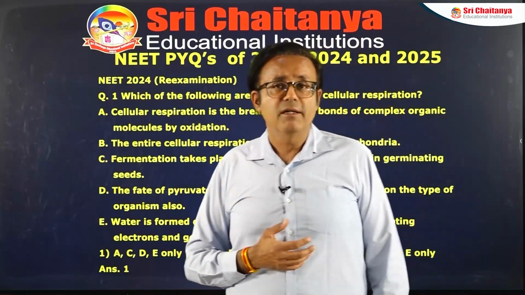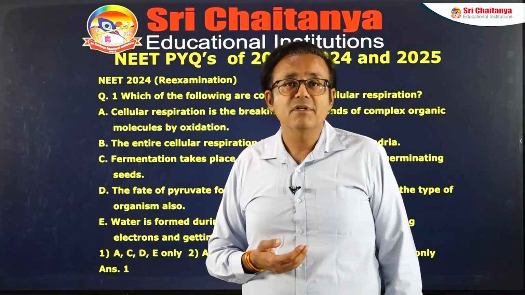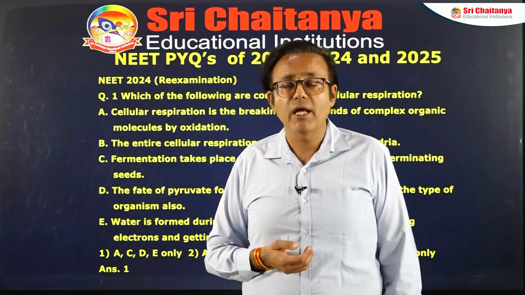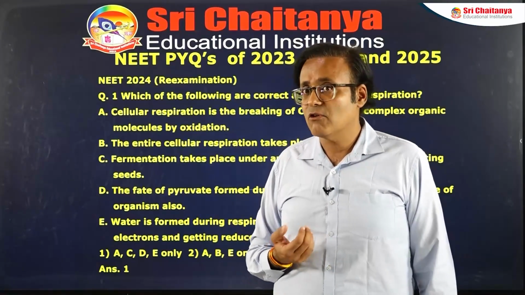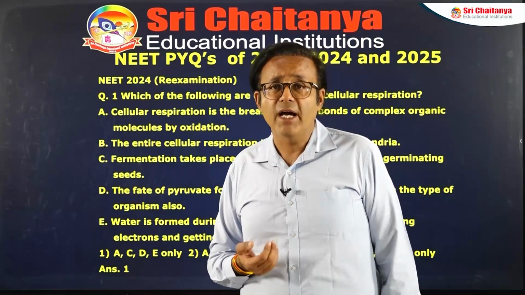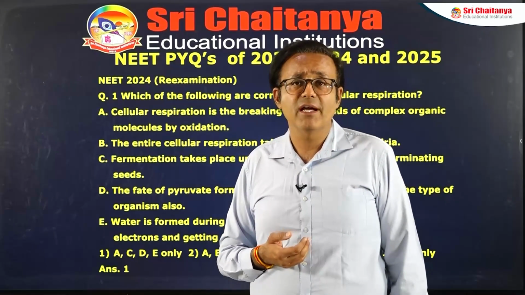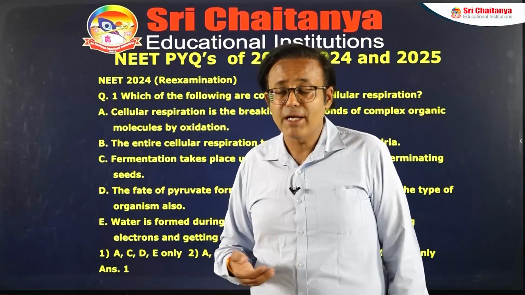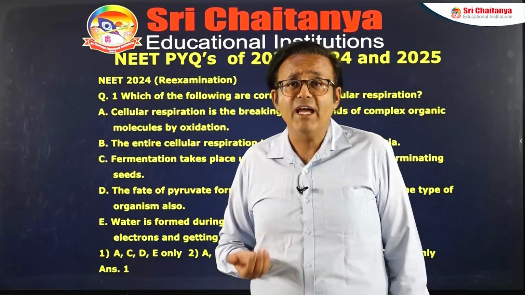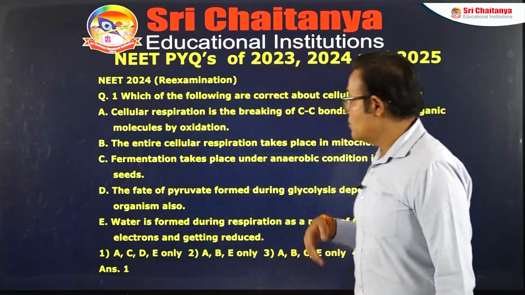If you remember, in yeast the pyruvate gets converted into alcohol, and that's what we call alcoholic fermentation, while in muscles, like in our body, the pyruvic acid in the absence of oxygen gets converted into lactic acid. So it depends upon the nature of the organism and the availability of oxygen. Okay, so look at the E.